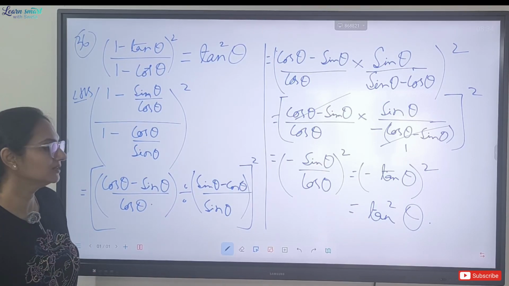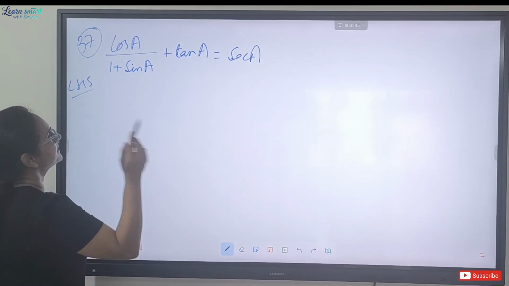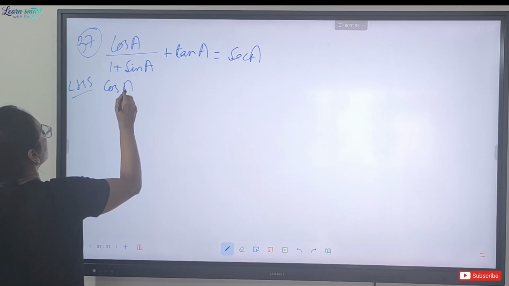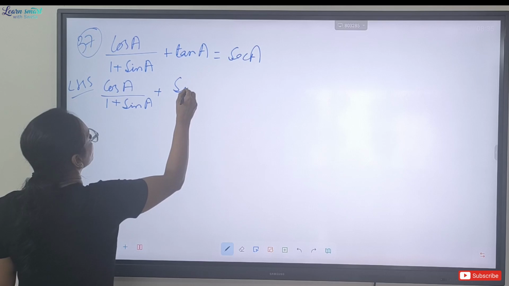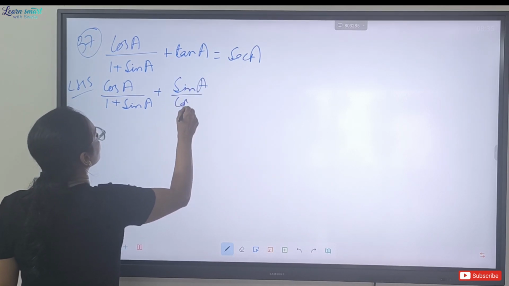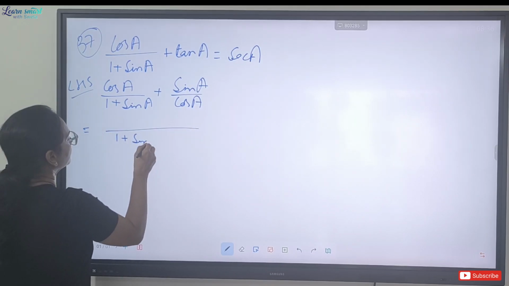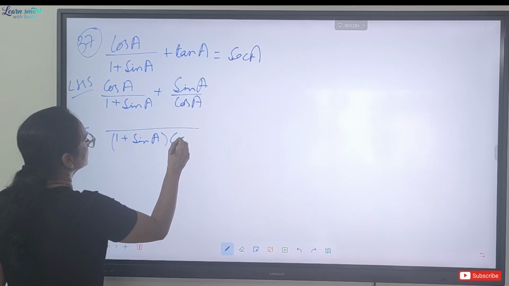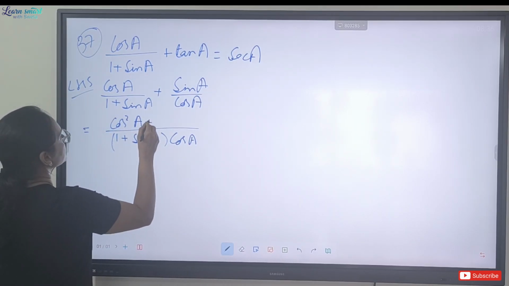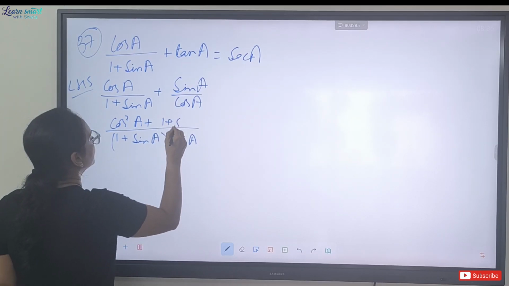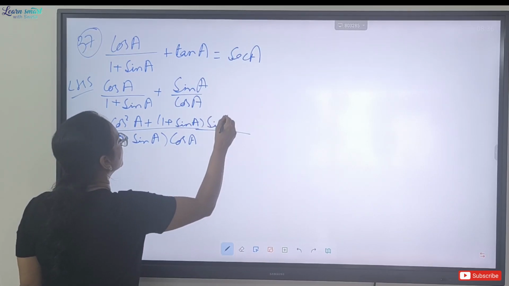Let's solve the next question, question number 37. For tan, let's write sin by cos. So cos A plus 1 plus sin A plus sin A by cos A. And now let's take LCM. 1 plus sin A into cos A. And what we get over here, we get cos square A plus 1 plus sin A into sin A. Now what?